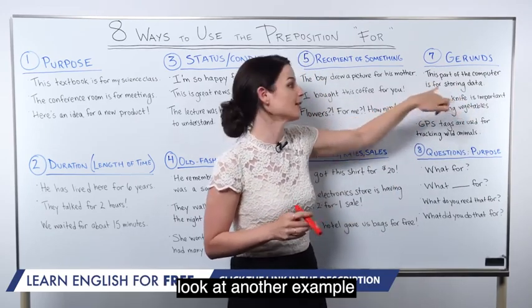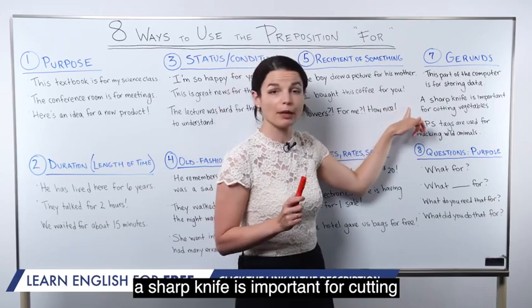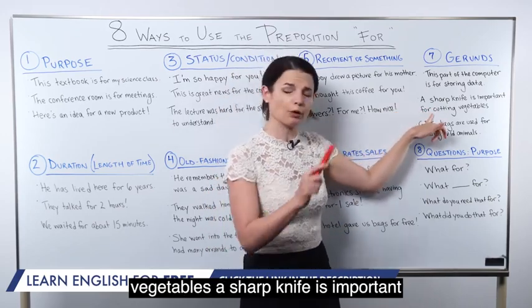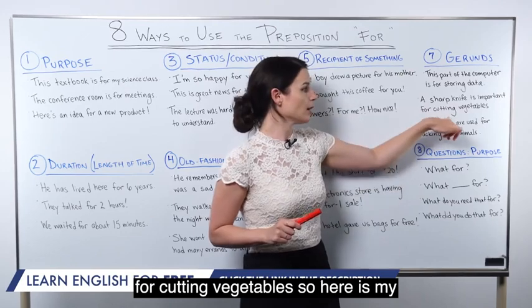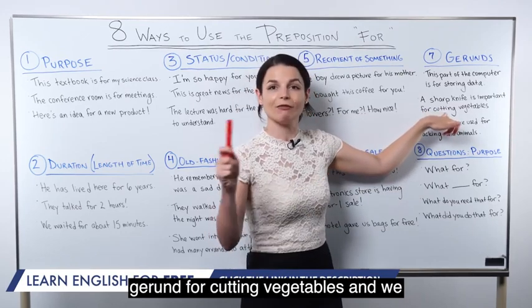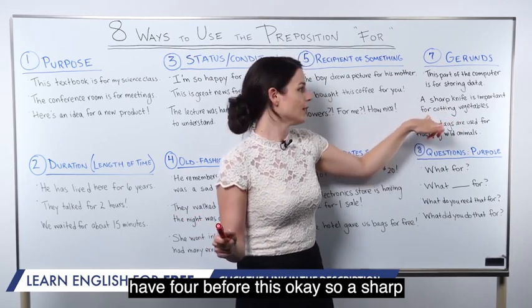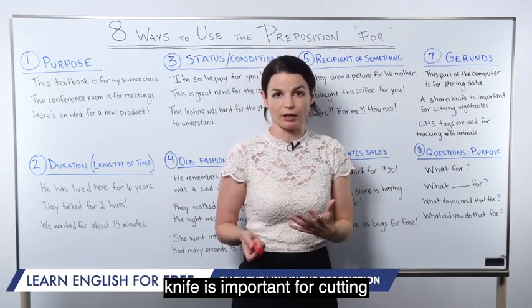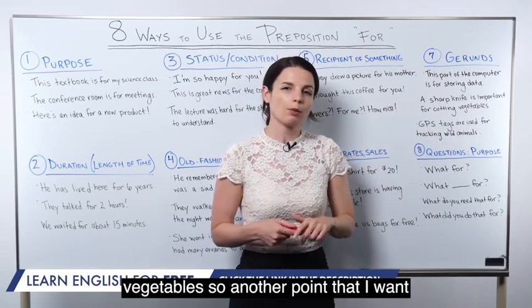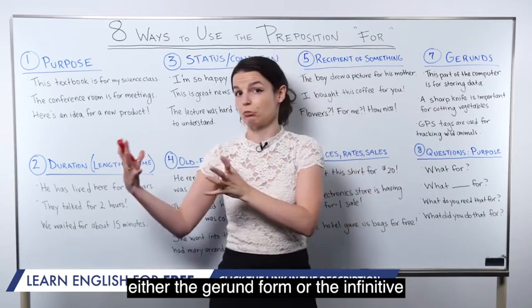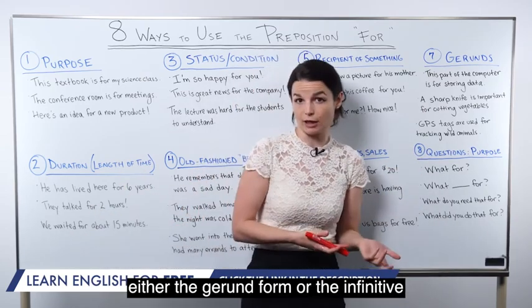Let's look at another example. A sharp knife is important for cutting vegetables. So here is my gerund, for cutting vegetables. And we have for before this, okay? So a sharp knife is important for cutting vegetables. So another point that I want to make is that we can sometimes use either the gerund form or the infinitive form.